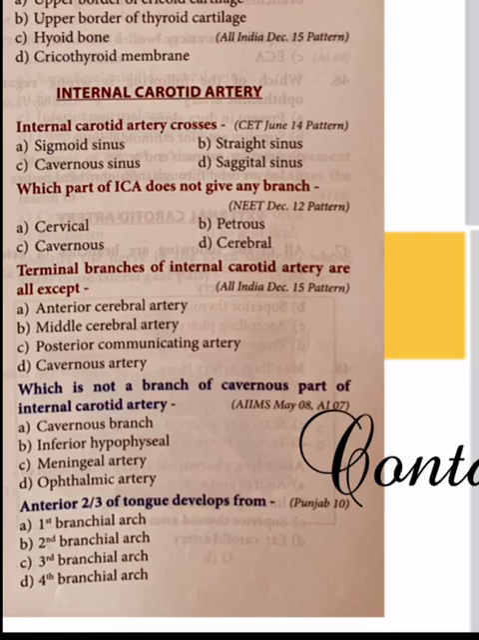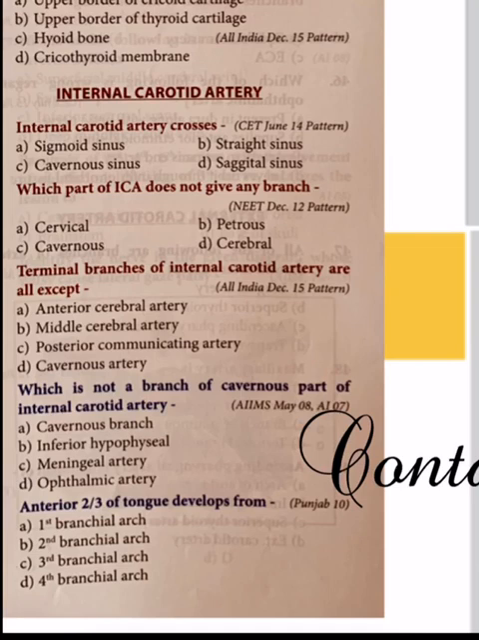Then from the petrous you have the caroticotympanic branch and the pterygoid branch. But the cervical part of your ICA is not giving any kind of branch, okay, it is not having any branches. So here the answer is your cervical.